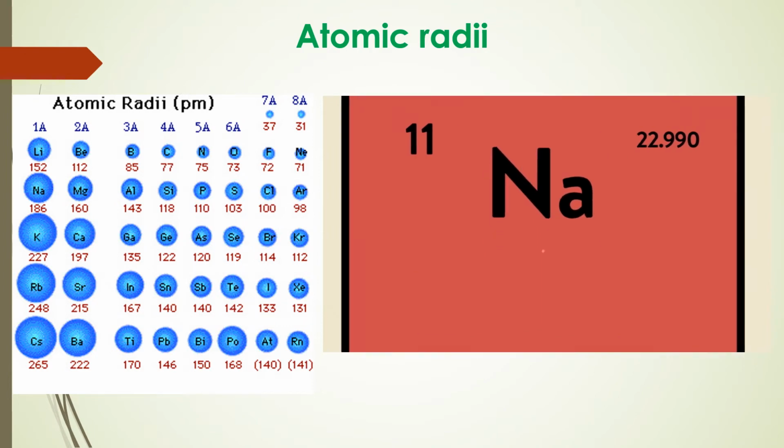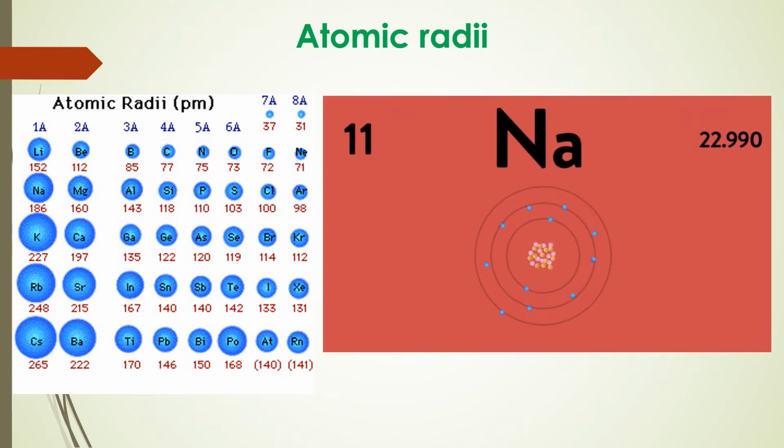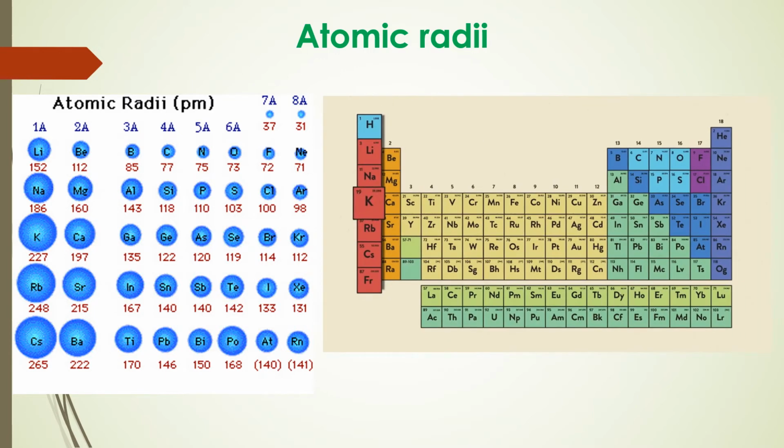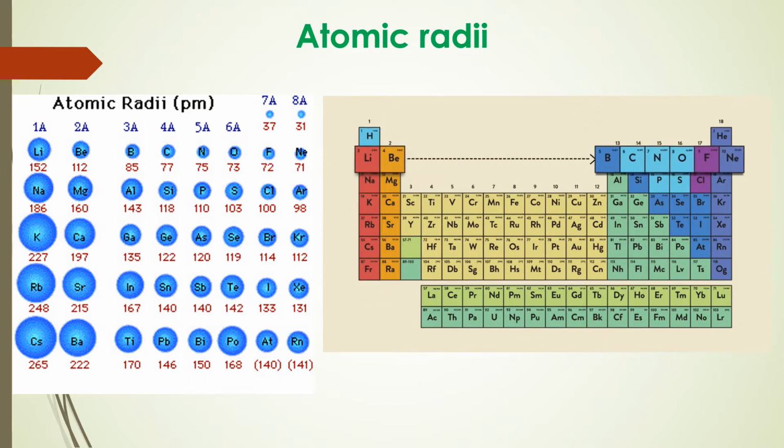Sodium has 3 electron shells. Its atomic number is 11, so a neutral atom has 11 electrons. As you continue down the group, the atomic radius continues to increase due to the increase in electron shells. Now let's examine trends across periods.